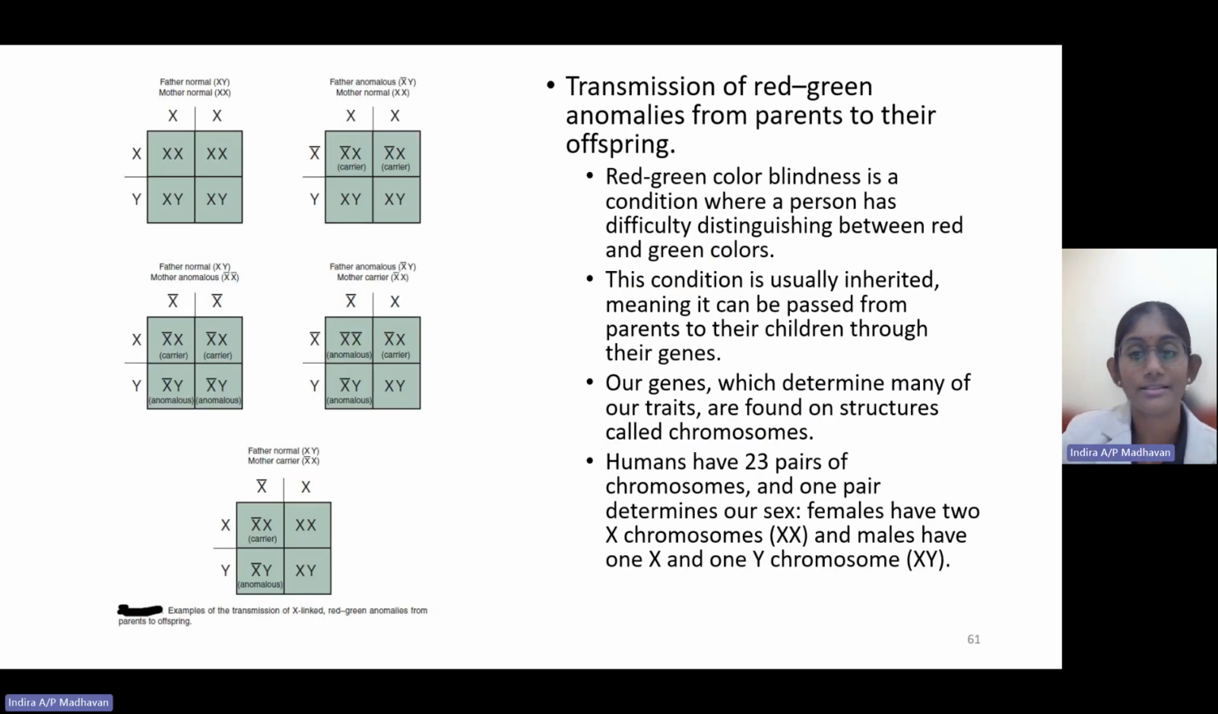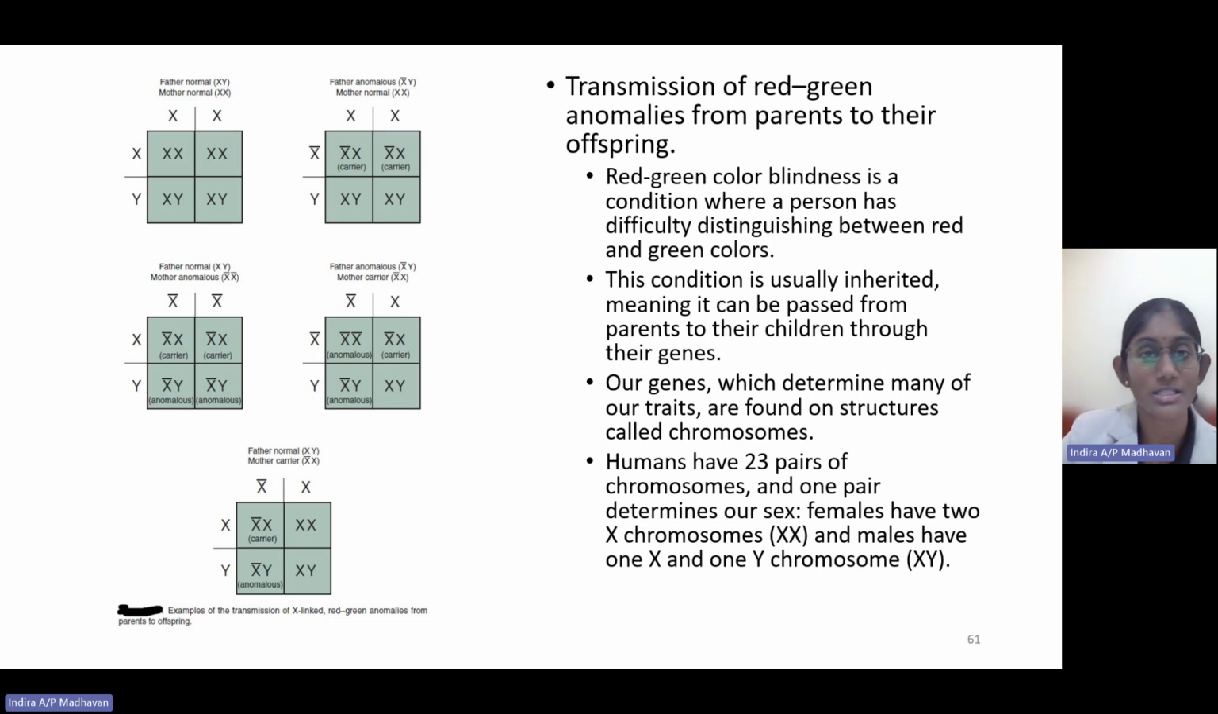Okay, now we look at the transmission. The transmission of red-green anomalies from parents to their offspring, how these are being transferred. Red-green color blindness is a condition where a person has difficulty distinguishing between red and green colors, as I mentioned earlier. This condition is usually inherited, meaning it can be passed from the parents to their children through the genes, through the sex genes.